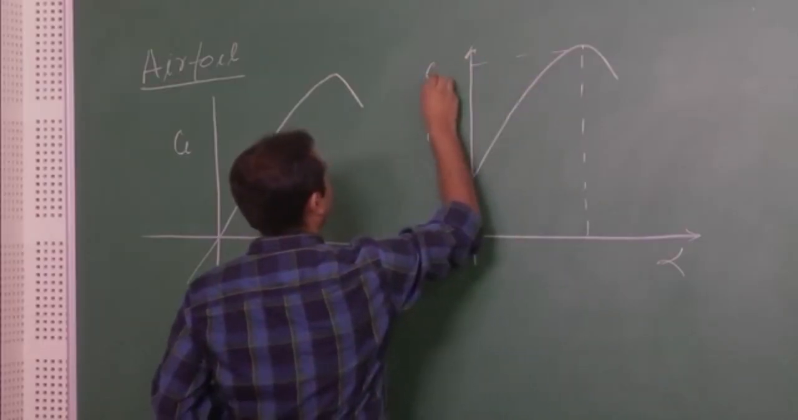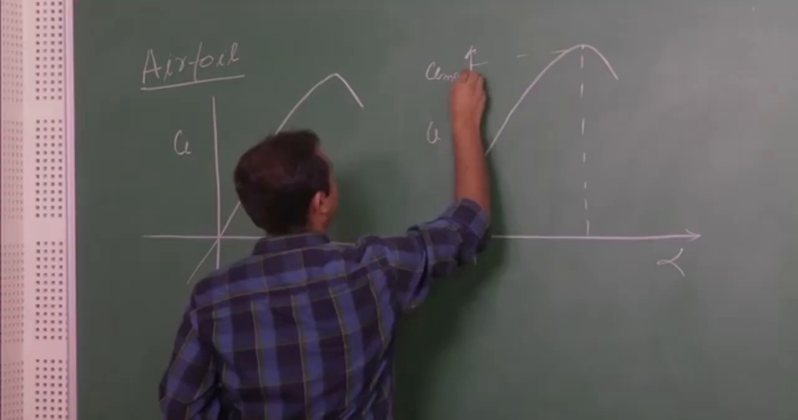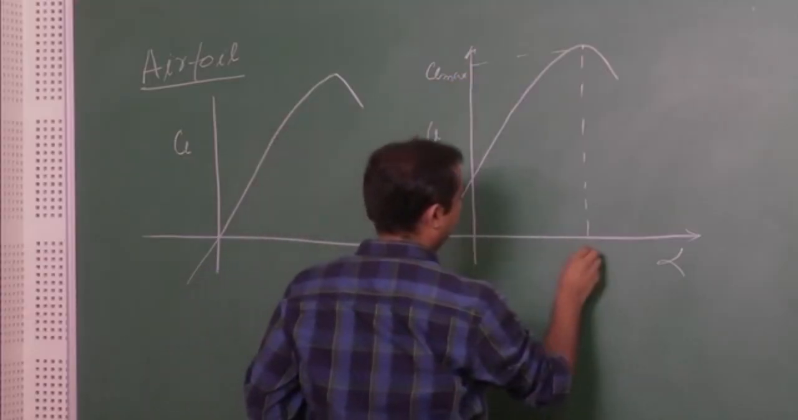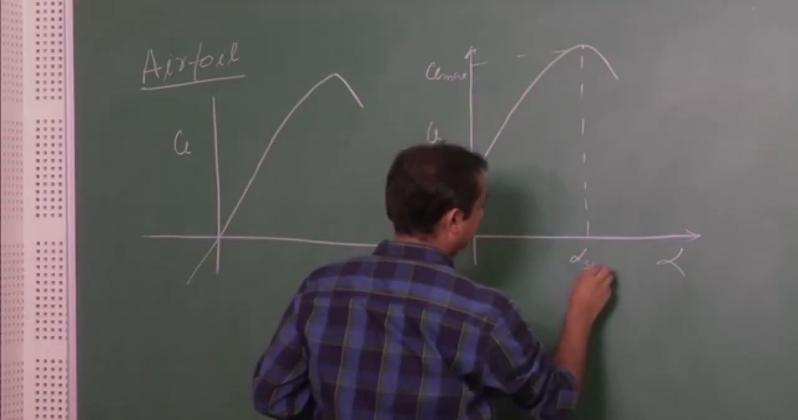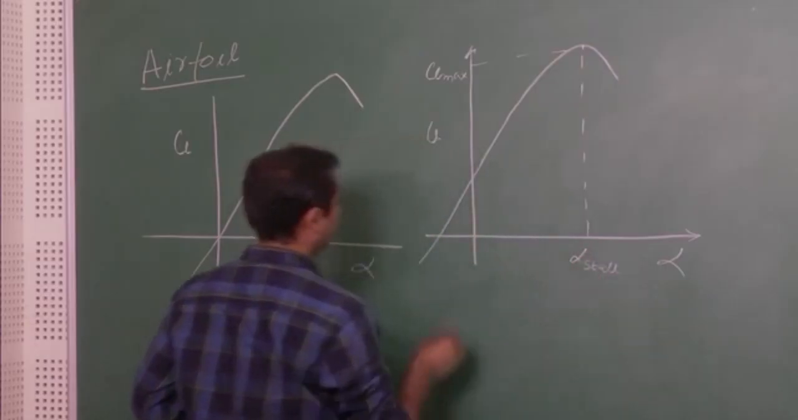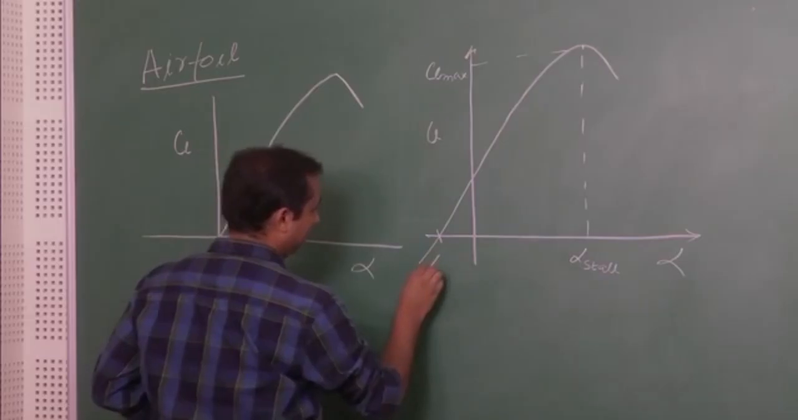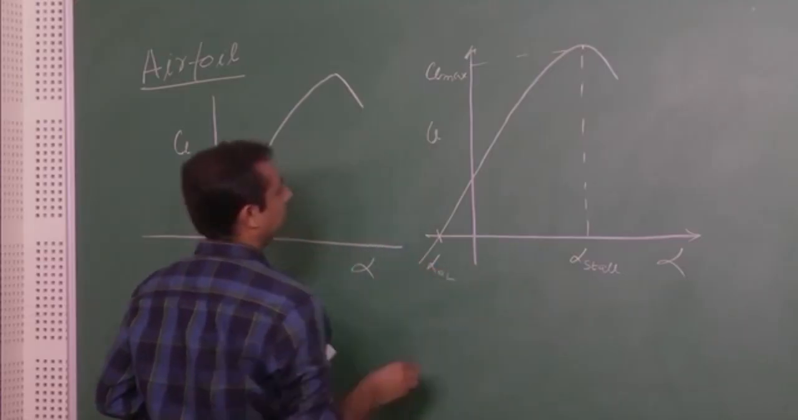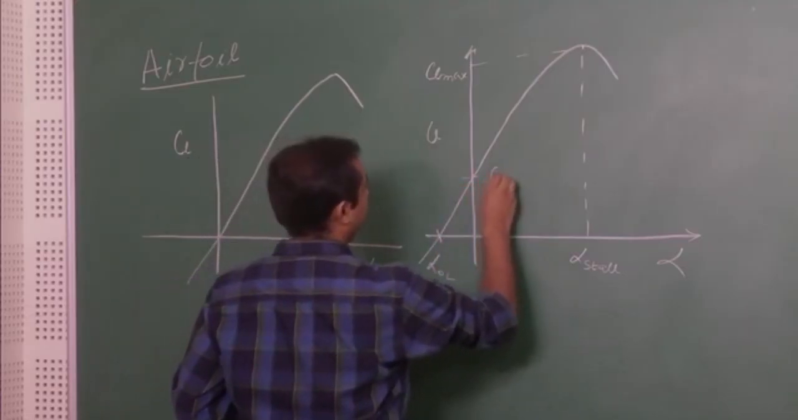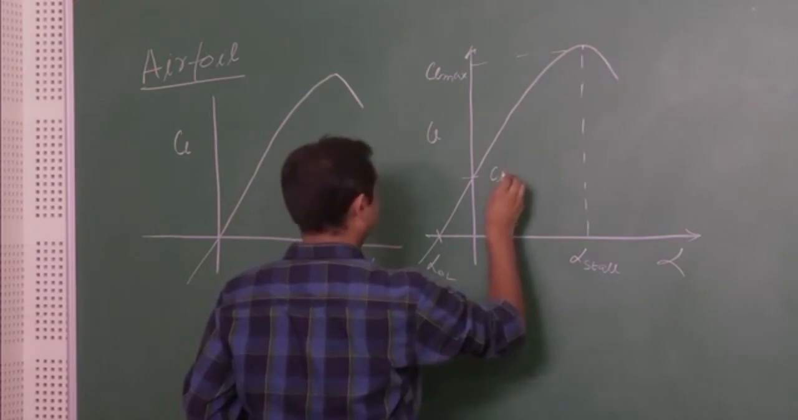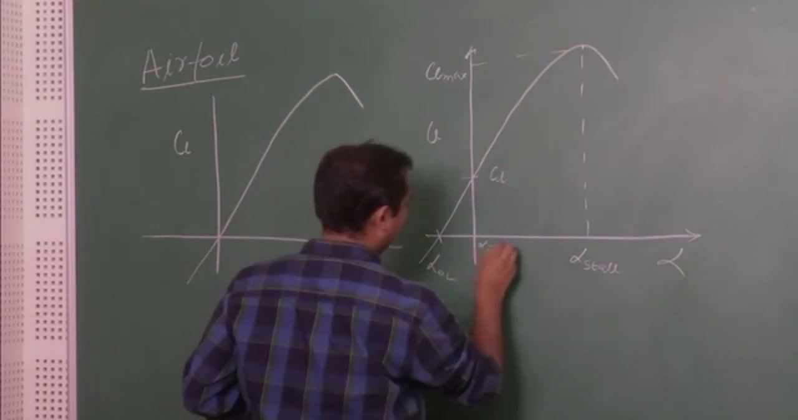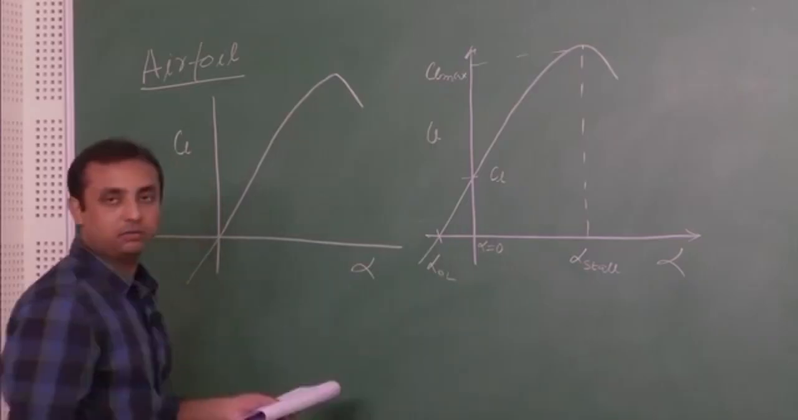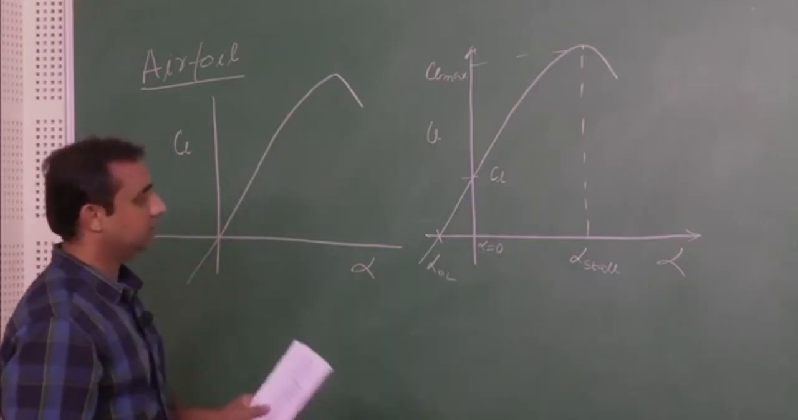And the information we get from this graph is your maximum value of CL, this is CL max, your stall angle, alpha stall, your angle of attack at zero lift, and what is the value of CL at zero angle of attack. These are the information which you get from the CL versus alpha graph.